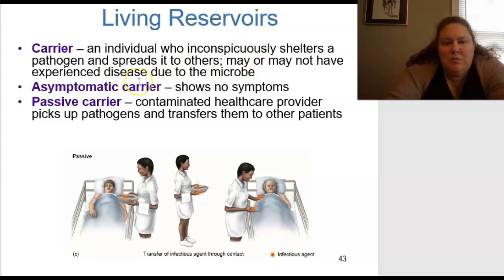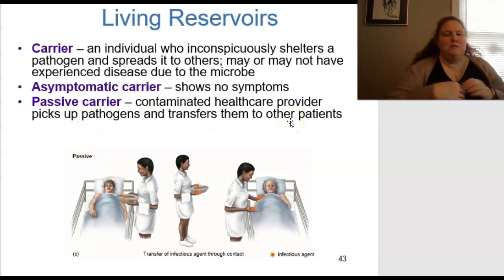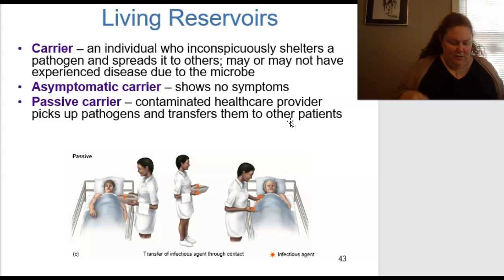We have an asymptomatic carrier, and these are ones that show absolutely no symptoms. They don't know that they have it, right? And so they're spreading it, not knowing it. Then you have a passive carrier, and this is a contaminated healthcare provider that can potentially pick up a pathogen and transfer it to other patients. Wasn't it Typhoid Mary who was the original one, right?